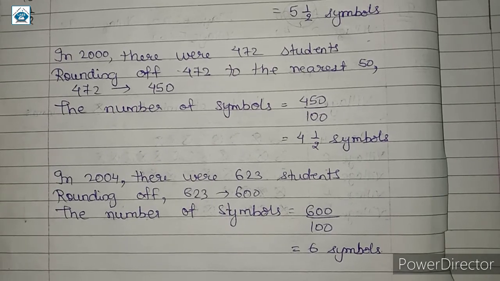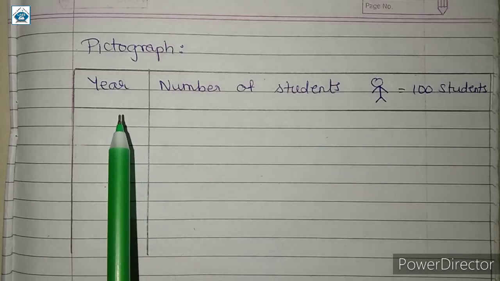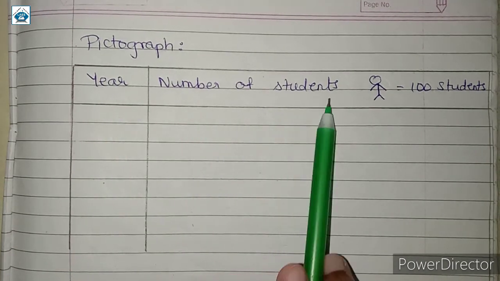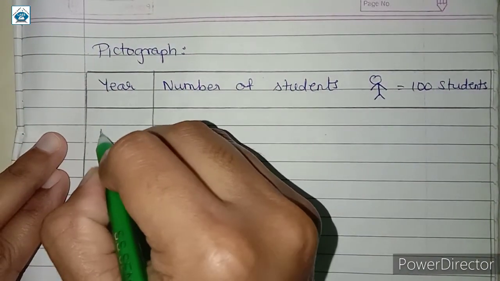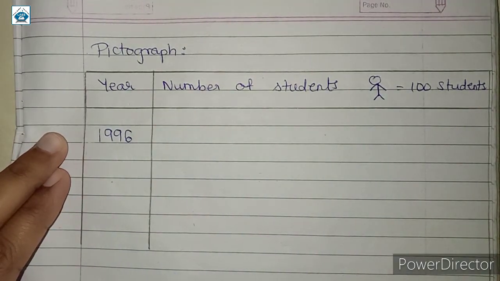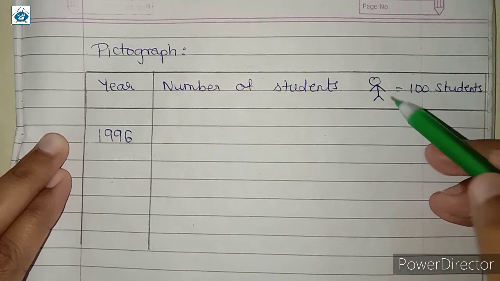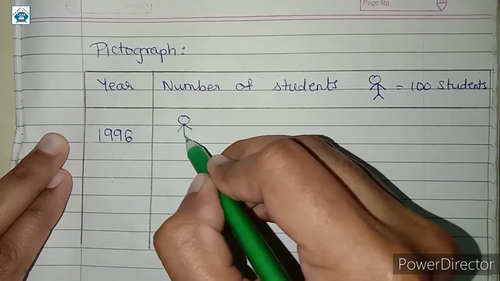Okay, so now we need to prepare the pictograph. So here I have prepared a column which is named year, and here the number of students. And this represents 100 students. So firstly, we are given the year 1996. And for this year, we are given there were 400 students. So 400 divided by 100, we get 4. So here, we will draw 4 such symbols.